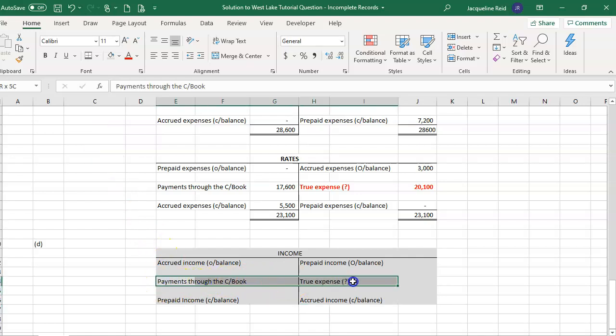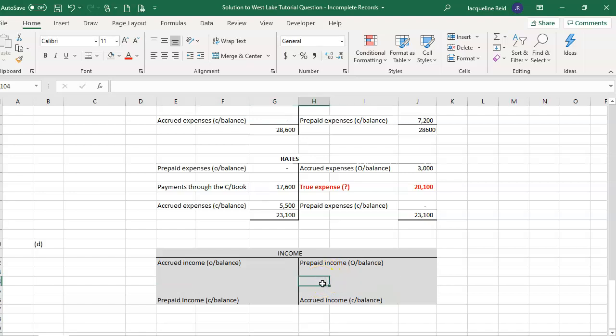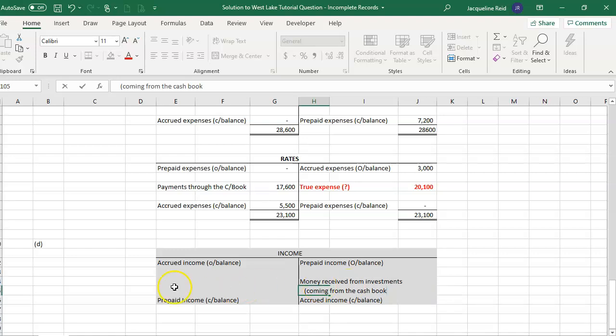Now, when we're talking about income, we're talking about cash coming into the business at some point. So if we look in the cash book, we should look for money received from investment. It will be on the debit side, so it means that we have to record this on the credit side. Money received from investment, and this is coming from the cash book. So our true income is on the other side to the expenses.